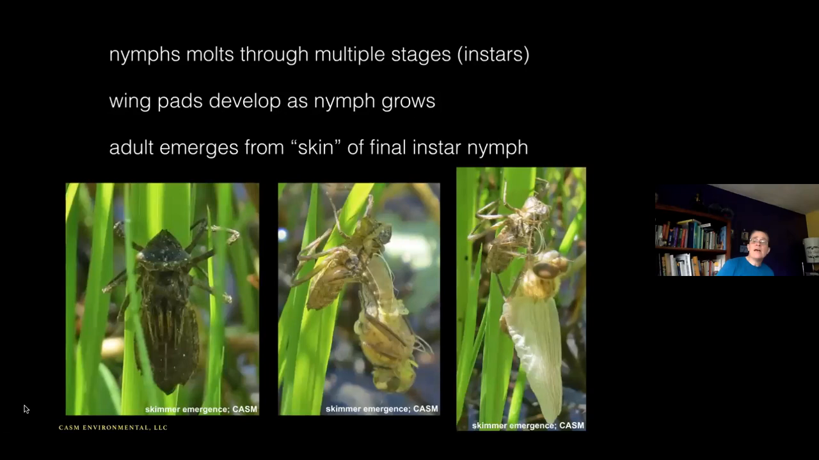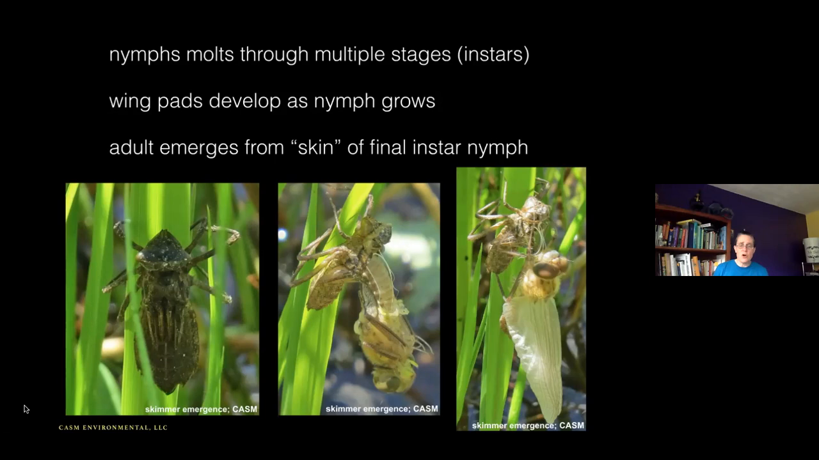Now, like all insects, dragonflies and damselflies wear their skeletons on the exterior of their bodies, right? And that means that there's a limit to how big a nymph can get before it's literally stuck inside of its skeleton. So these immature stages, these nymphs, they start as just tiny little creatures. And as they eat and grow and get bigger, at different individual stages, they actually have to shuck off that external skeleton. They have to shed their skin, which is called molting. And every individual stage between one of those molts, one of those skin sheds, is called an instar. So nymphs will molt through multiple different stages or instars.